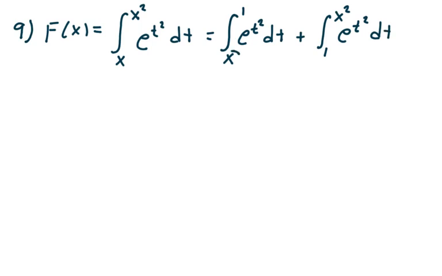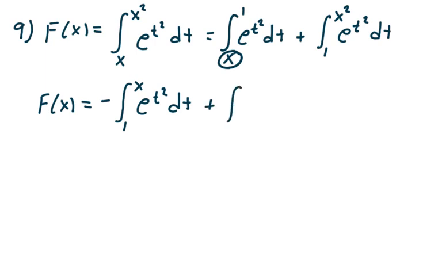Now, remember, this lower limit of x must be an upper limit for us to be able to take the derivative of that one term. So, therefore, f of x is negative the integral from 1 to x of e to the t squared dt plus the integral from 1 to x squared of e to the t squared dt. This is an awesome question. So f prime of x is, now I'm going to take the derivative of each term individually.